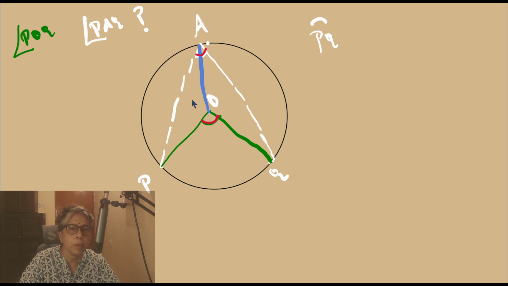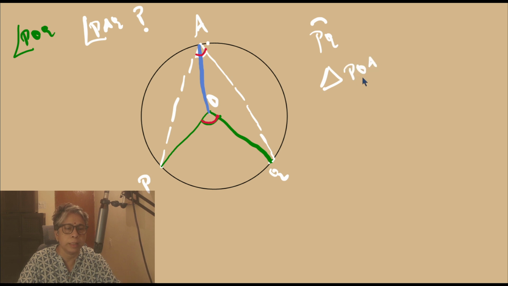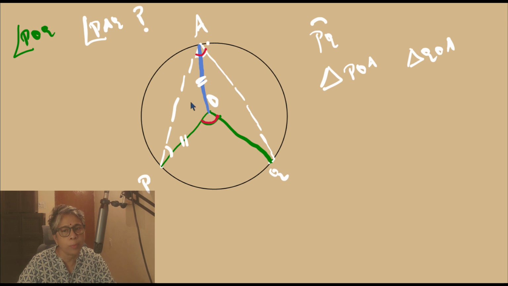So what do we know about these two triangles which are formed? Two triangles are formed, isn't it? One is triangle POA, where O is the center of the circle. The other is triangle QOA, right? These two are radii of the circle. OA and OP are radii of the circle, so they are equal to one another. So we are looking at an isosceles triangle with two sides equal. Two sides of the triangle equal means the two opposite angles are also equal. Let me mark these two angles in black. So these two angles are equal to one another, right?